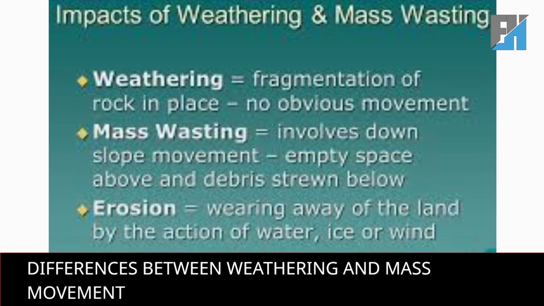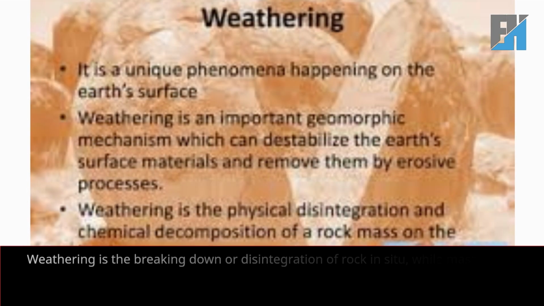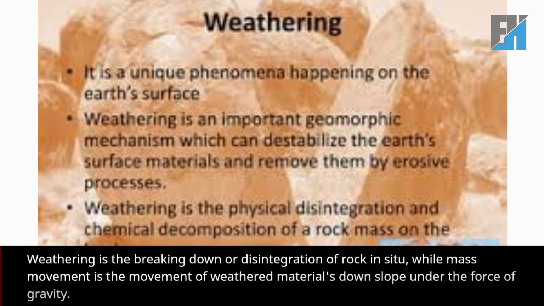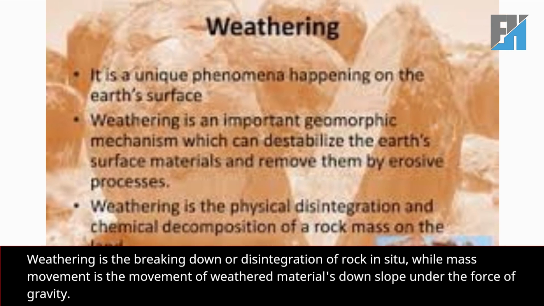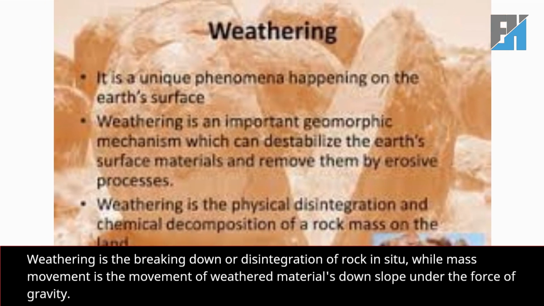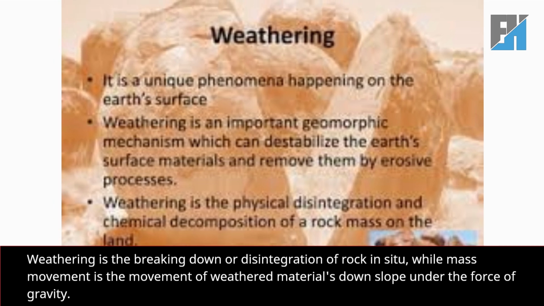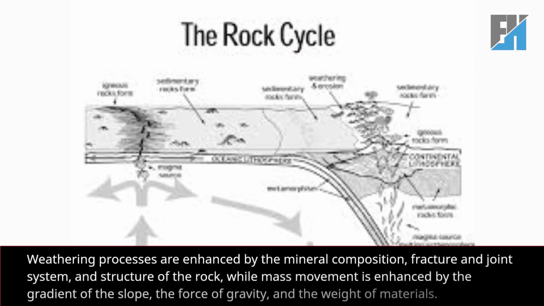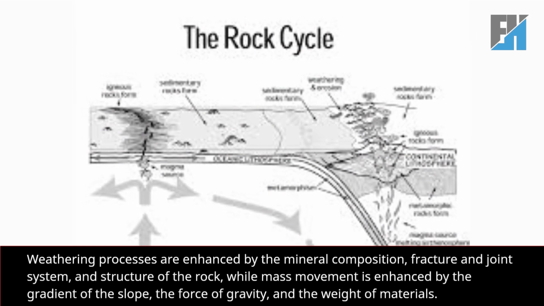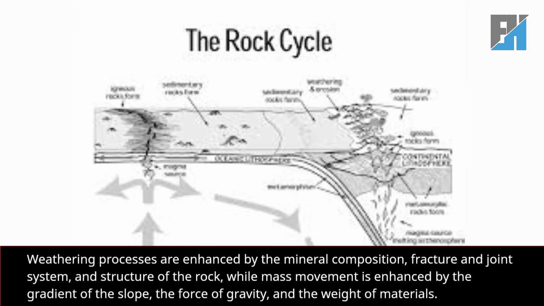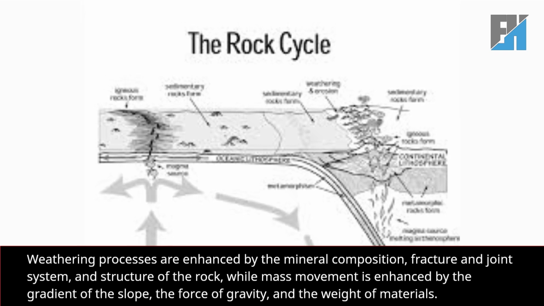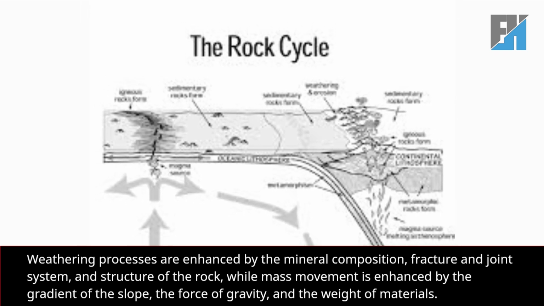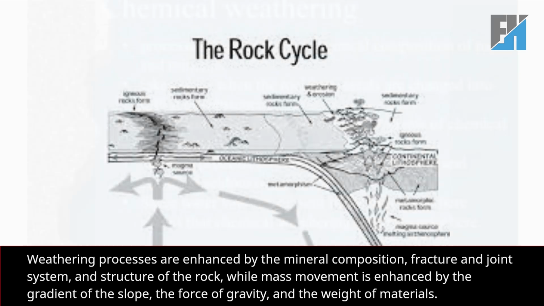Differences between weathering and mass movement. Weathering is the breaking down or disintegration of rock in situ, while mass movement is the movement of weathered materials downslope under the force of gravity. Weathering processes are enhanced by the mineral composition, fracture and joint system, and structure of the rock, while mass movement is enhanced by the gradient of the slope, the force of gravity, and the weight of materials.